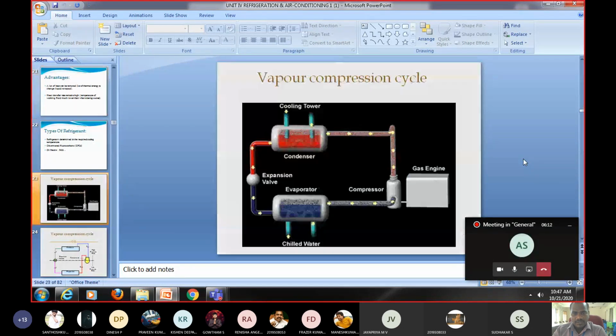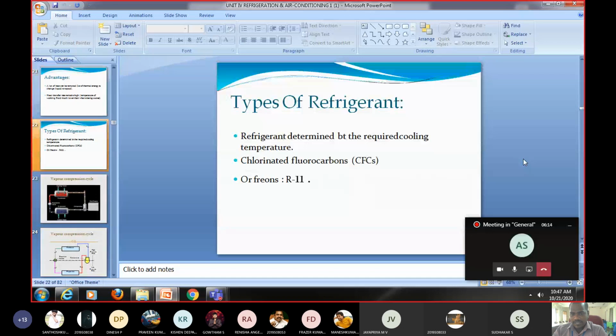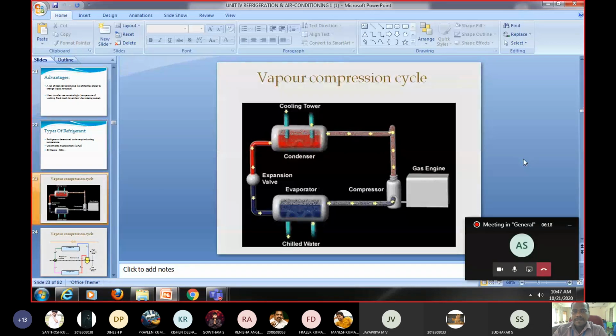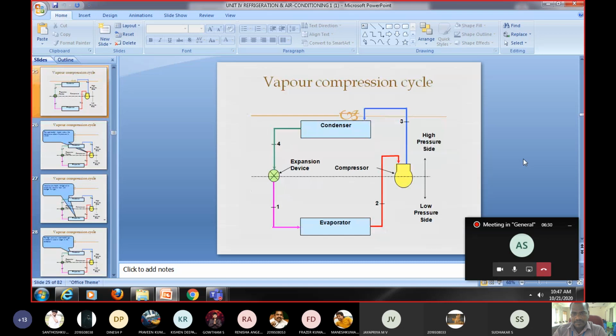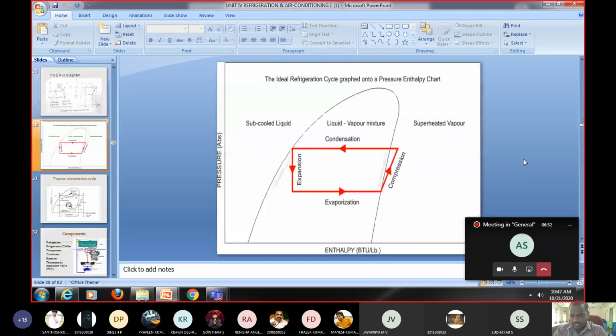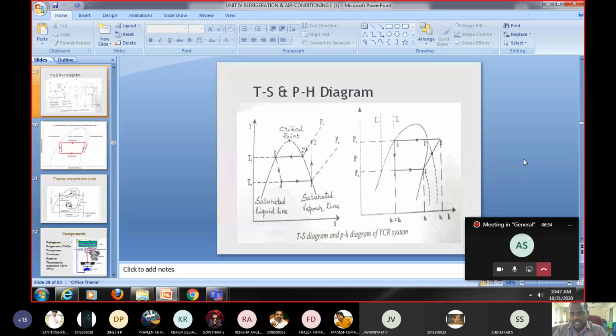The refrigerant used in the VCR is R11. Also CFCs may be used. These are the components in the VCR: a compressor, evaporator, condenser, and expansion valve. Then the flow diagram, the parts, and the TS and pH diagrams. This TS diagram is important for you.